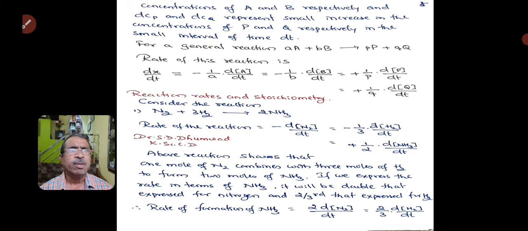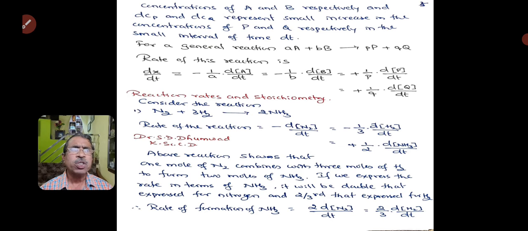For a general reaction, a moles of A combines with b moles of B to form p moles of P plus q moles of Q. For this reaction, the rate of reaction is given as dx by dt is equal to minus 1 upon a into d active mass of A divided by dt, which is also equal to minus 1 upon b into d active mass of B divided by dt, which is equal to plus 1 upon p into d active mass of P divided by dt, which is also equal to plus 1 upon q into d active mass of Q divided by dt.